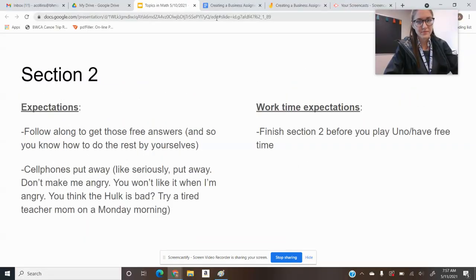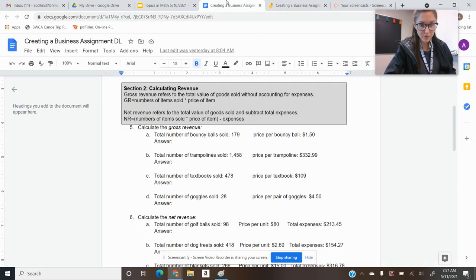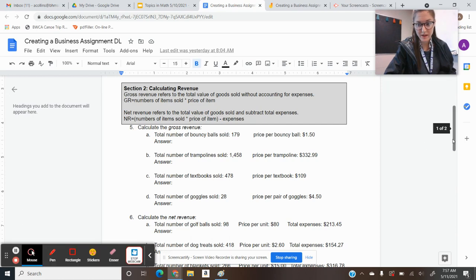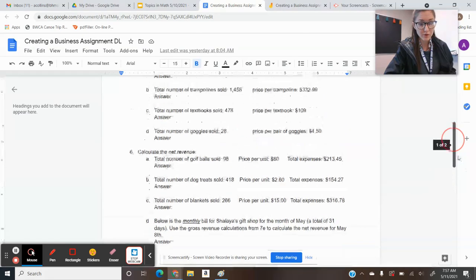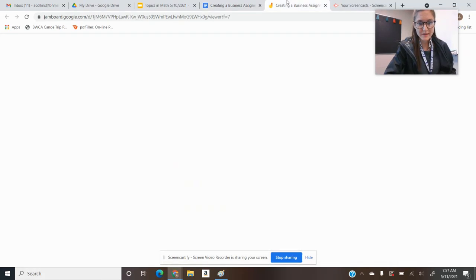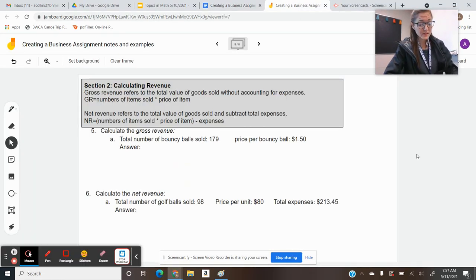Okay. So section 2 looks something like this. We just have 5 and 6, and they both have an A, B, C, and a D. All right, I'm going to go over 5A and 6A, so that way you get some free answers and you know how to do the rest by yourself. All right, so 5 is all about gross revenue.